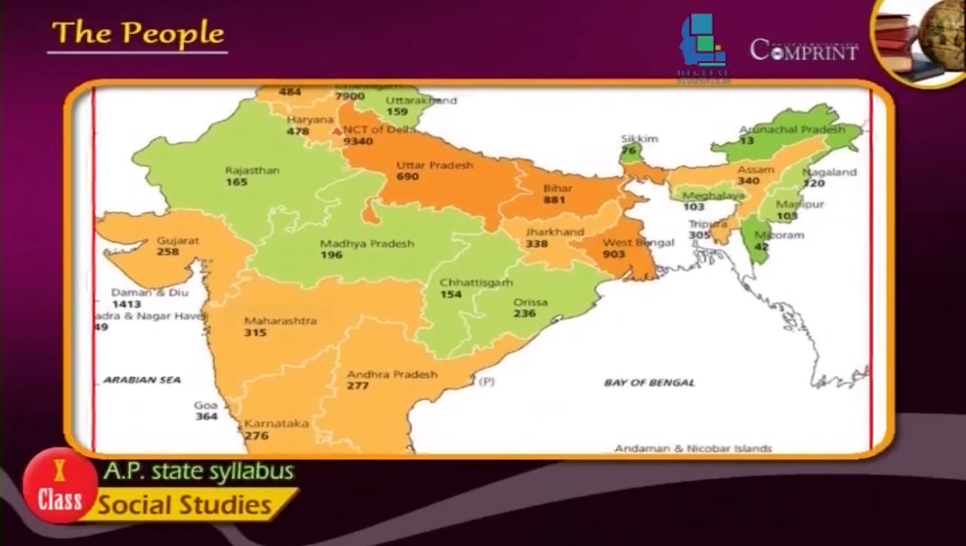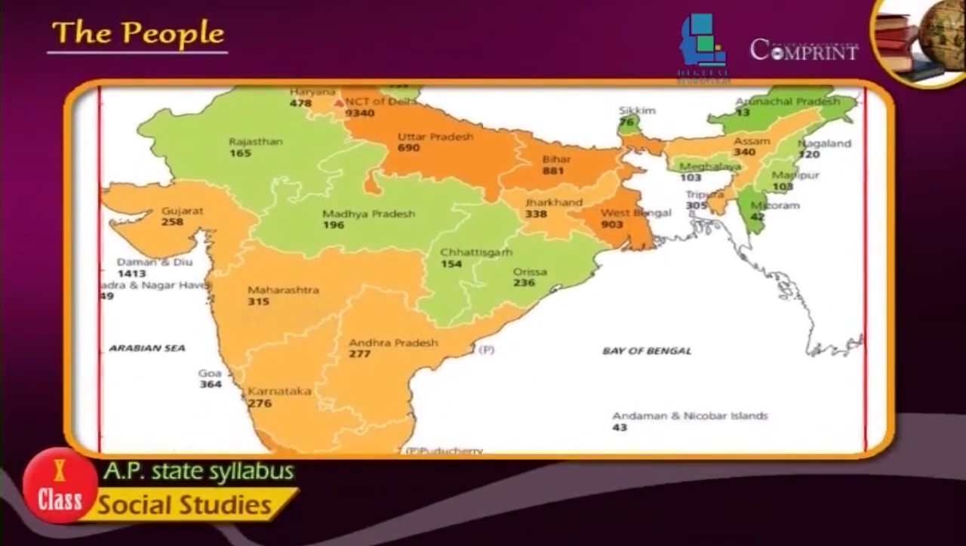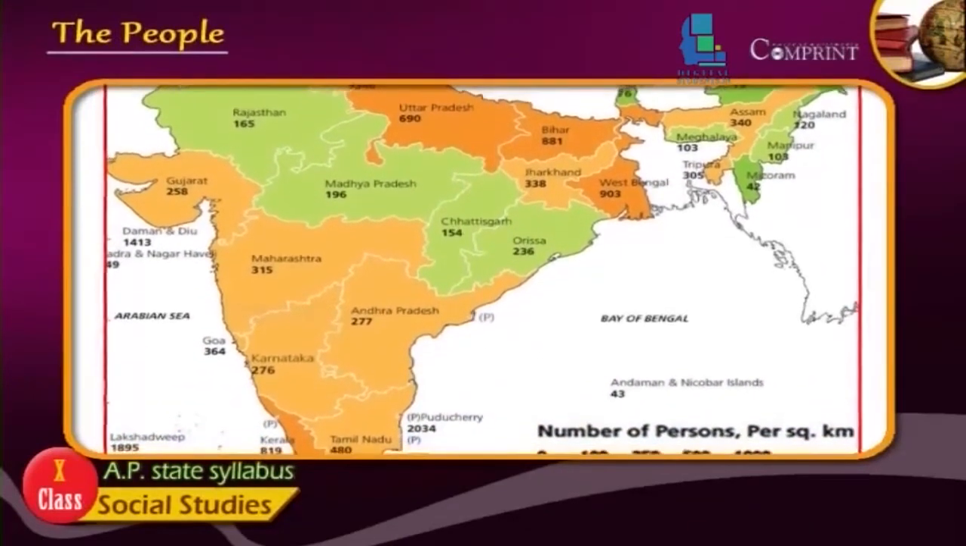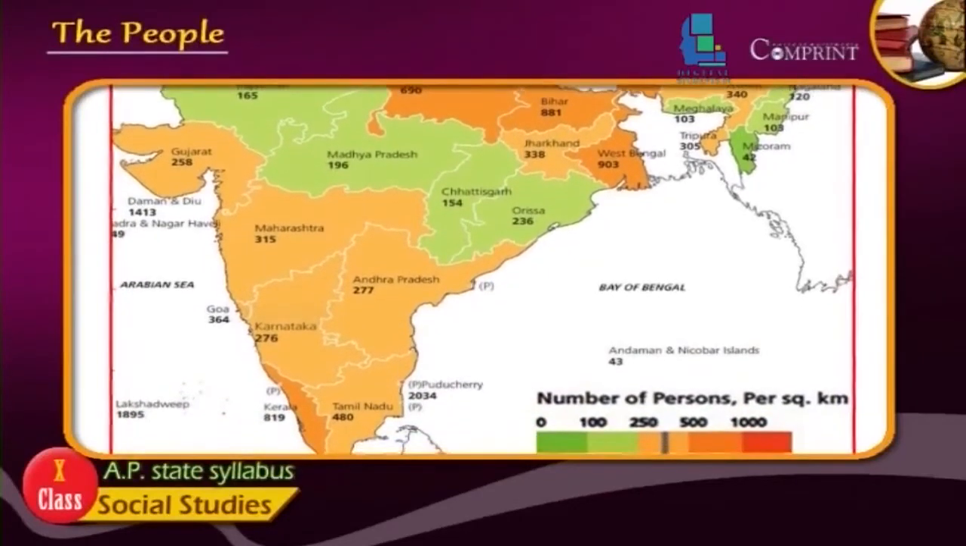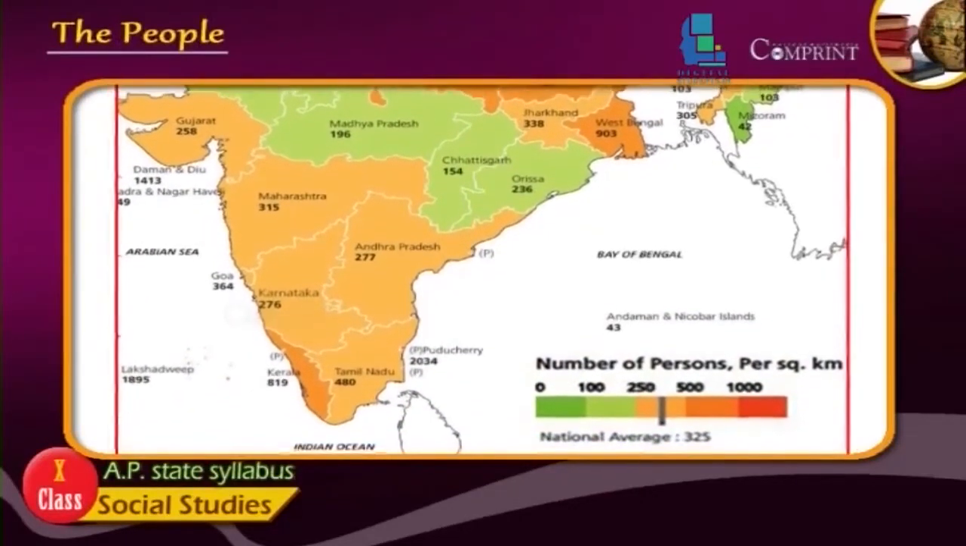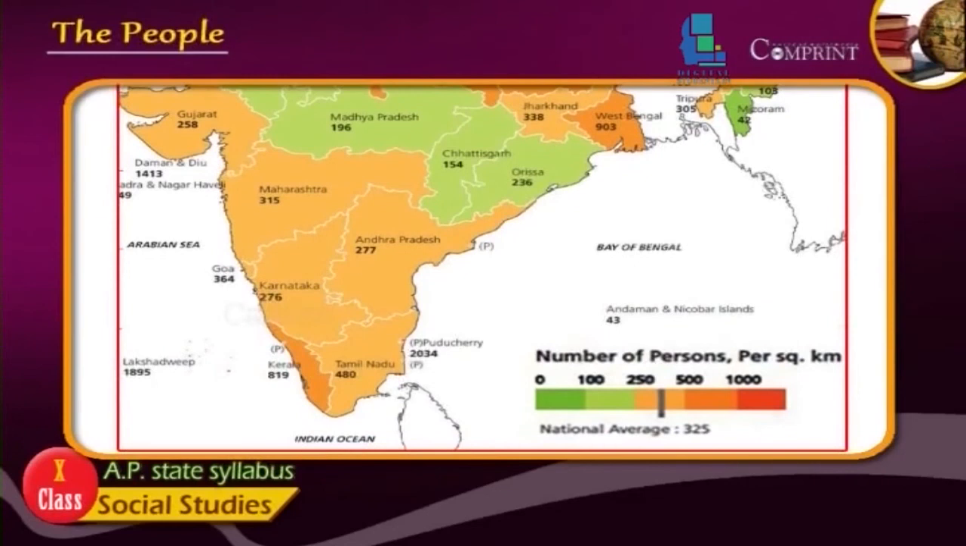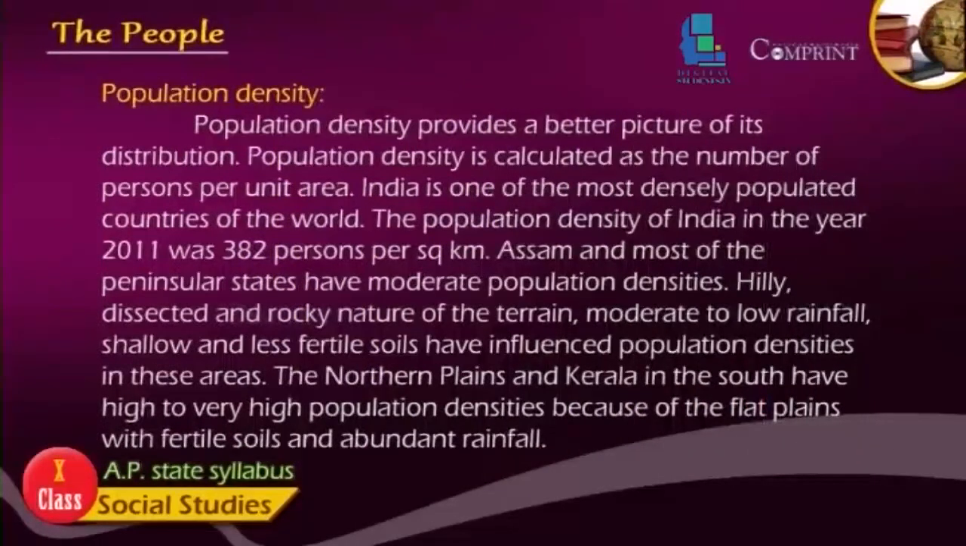Assam and most of the peninsular states have moderate population densities. The hilly, dissected and rocky nature of the terrain, moderate to low rainfall, and shallow and less fertile soils have influenced population densities in these areas. The northern plains and Kerala in the south have high to very high population densities because of the flat plains with fertile soils and abundant rainfall.